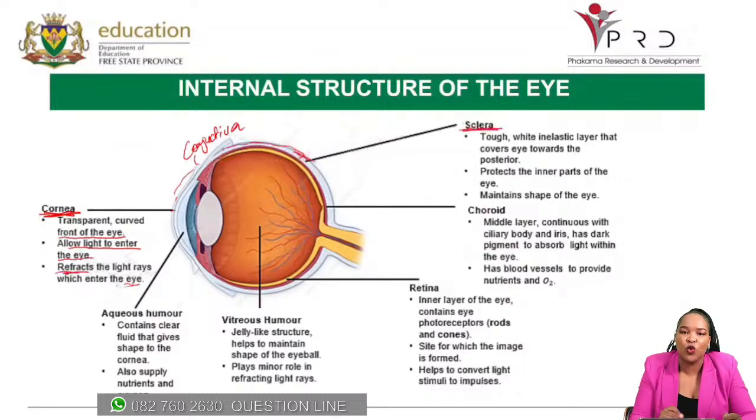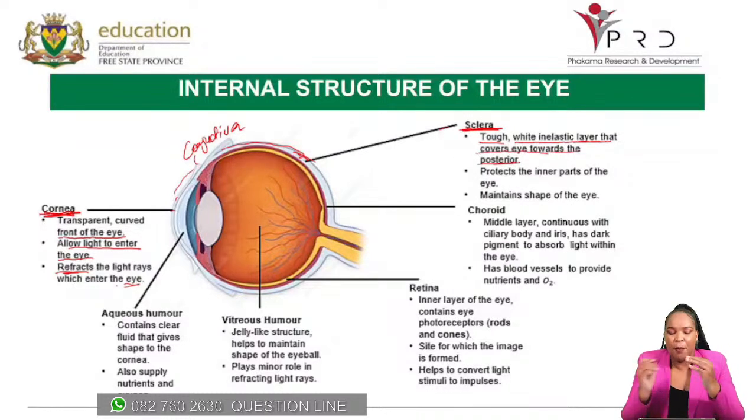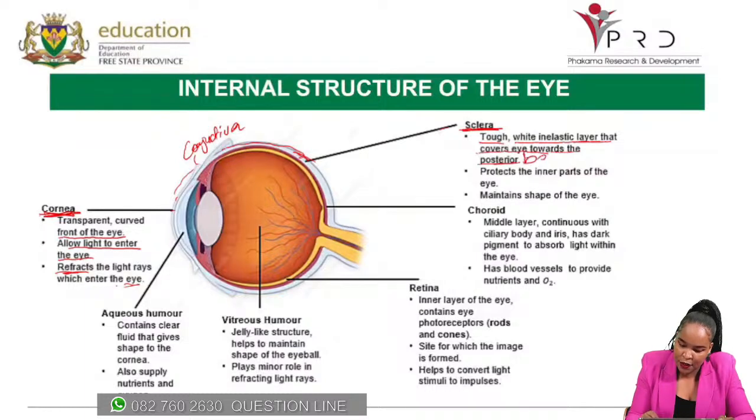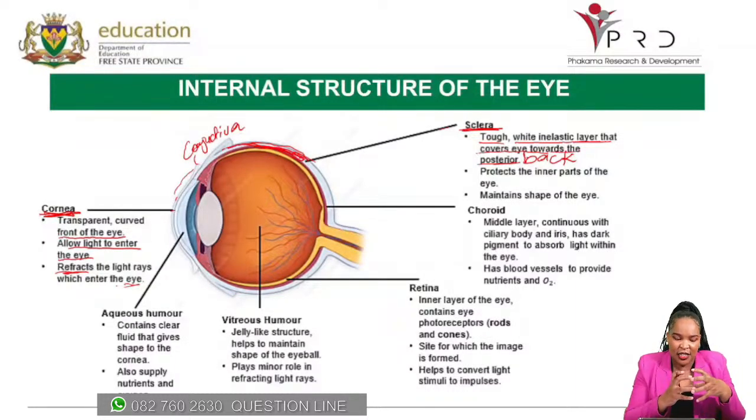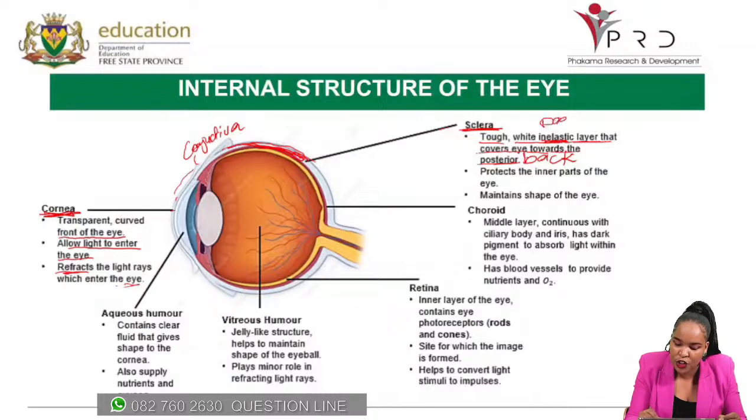So what does the sclera do? The sclera, unlike the cornea, is not transparent, it is tough. It is a white inelastic layer that covers the eye towards the posterior. The posterior is the back. So remember, we said the sclera covers the eye, but it is inelastic, meaning it does not stretch. It is tough. It is inelastic. Inelastic means it does not stretch.